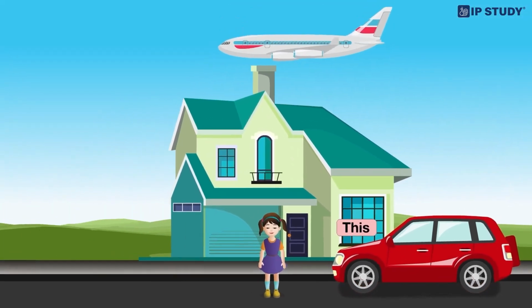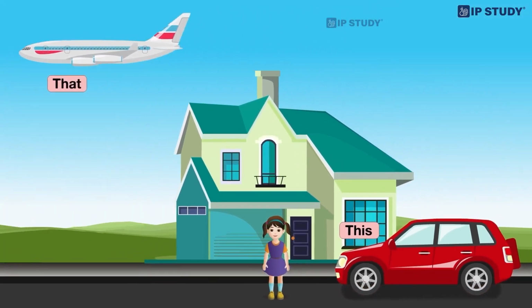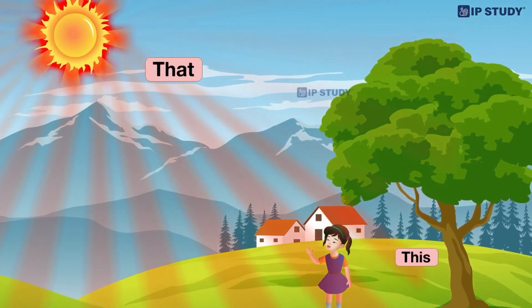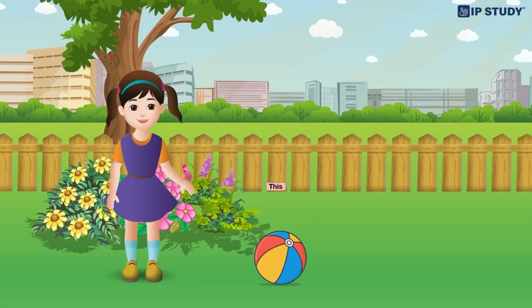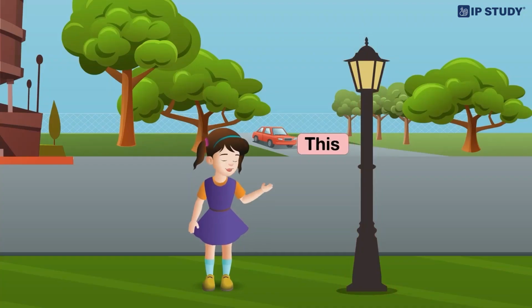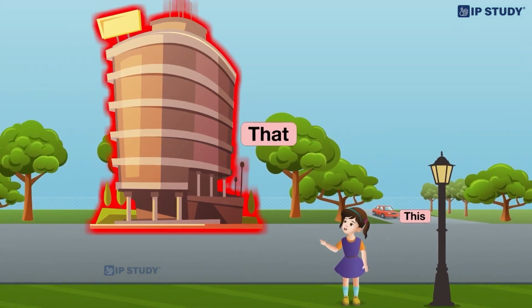This is a car and that is a plane. This is a tree and that is the sun. This is a ball and that is a cat. This is a pole and that is a building.